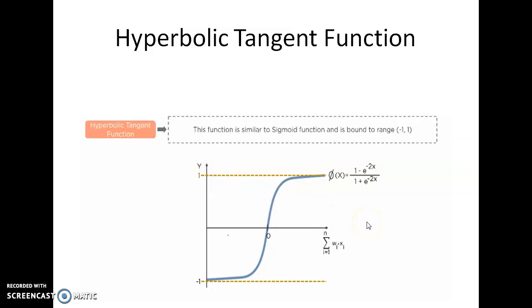So these are the four activation functions which are used in deep learning. In the next video, we will discuss the convolutional neural network, how it works and how it is used for pattern classification. Thank you.